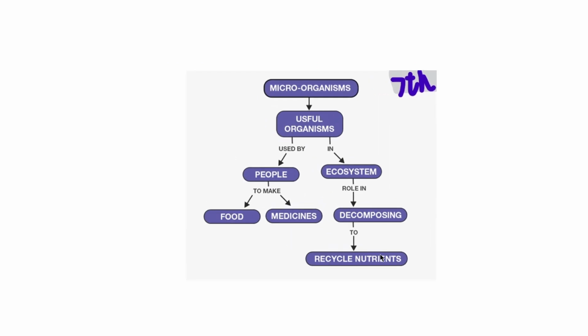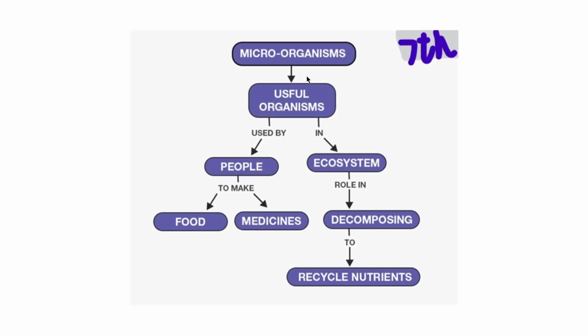You can see in this flow chart, microorganisms can be useful, yes of course. If people are using them, this is a separate category, and one category comes out as the ecosystem itself using the microorganisms. People can use them for food purposes or medicinal purposes. Food purpose comes under the commercial use of microorganisms, while medicines come under the medicinal use. Ecosystem use comes under either agricultural or environmental purposes.